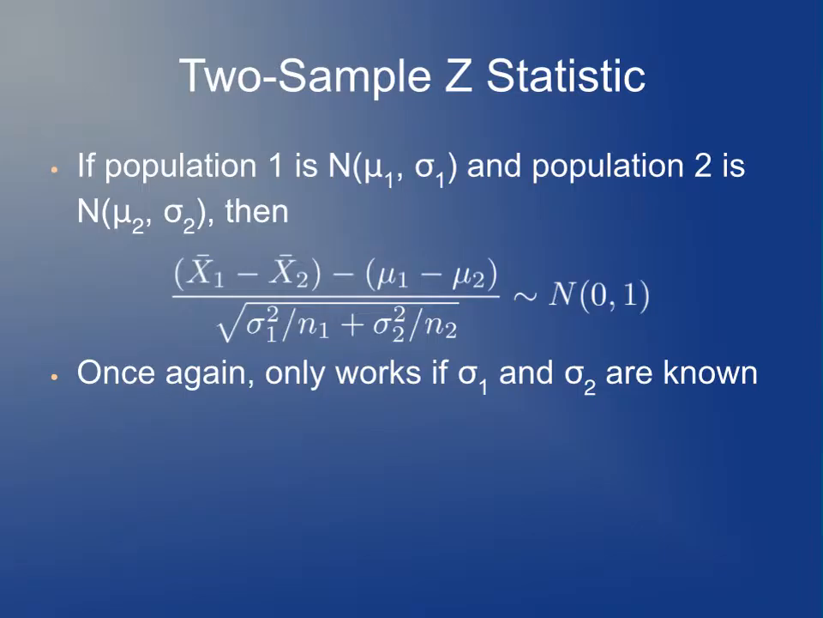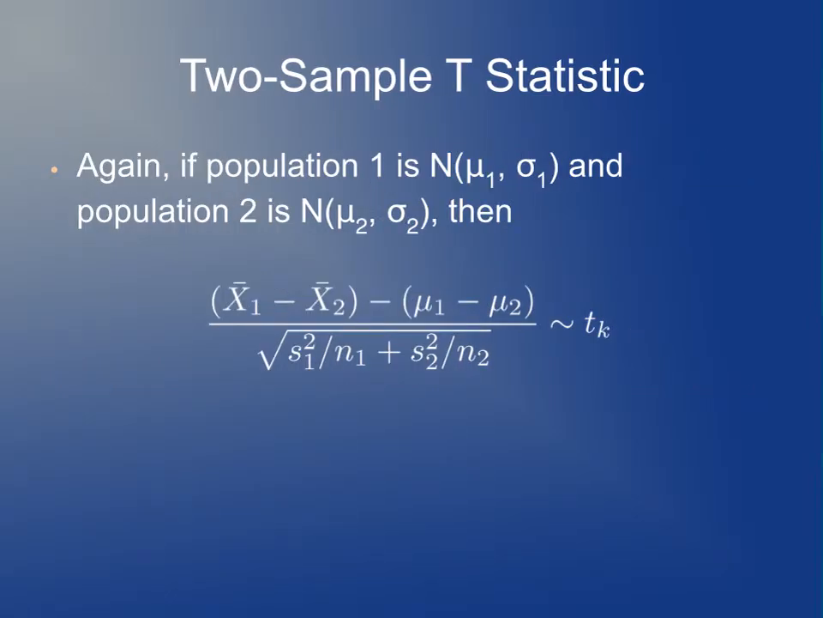With the two-sample z-statistic, just tossing it out there in case you ever see it, if population 1 is normal with mean mu1 and standard deviation sigma1, and population 2 is normal with mean mu2 and standard deviation sigma2, then the distribution of x1 bar minus x2 bar minus (mu1 minus mu2), divided by the square root of sigma1 squared over n1 plus sigma2 squared over n2, will be normally distributed with mean 0 and standard deviation 1. This only works if sigma1 and sigma2 are known. In general, they will not be.